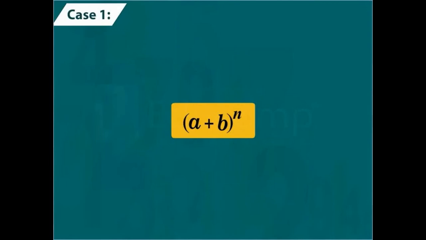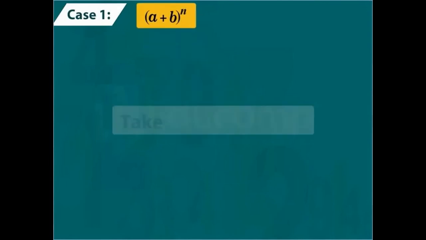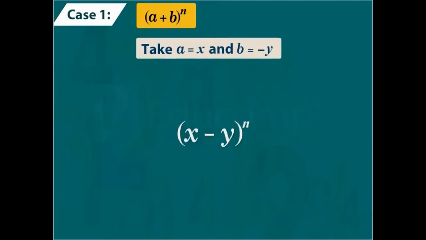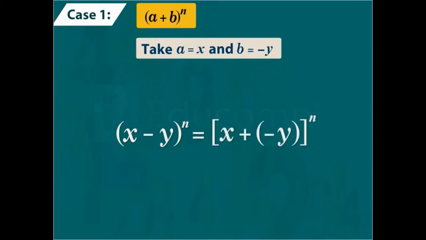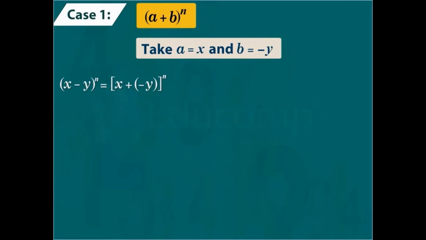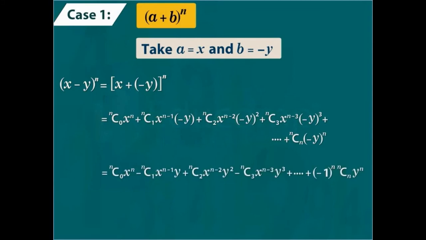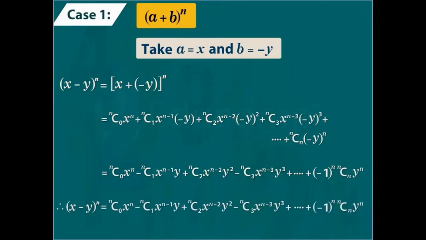Let us now consider some special cases. Case 1. In the expansion of (a plus b) raised to n, if we take a as x and b as minus y, we get (x minus y) raised to n, which is equal to (x plus (minus y)) raised to n. Now on expanding it, we get the following. Therefore, (x minus y) raised to n is equal to the following.